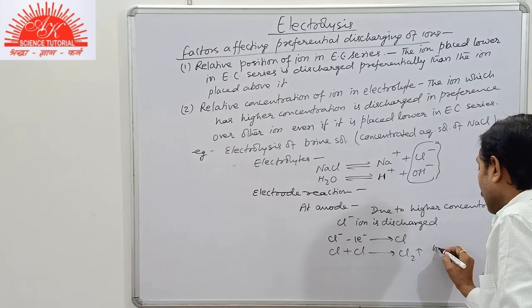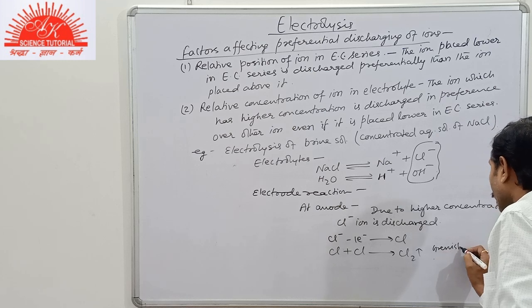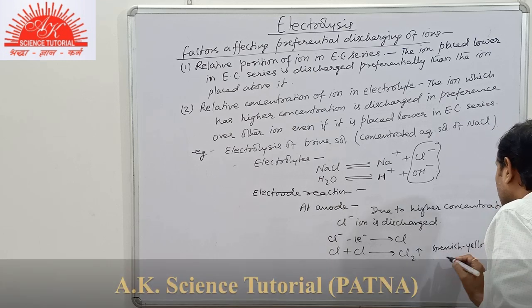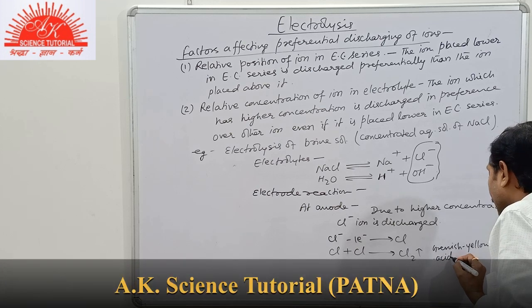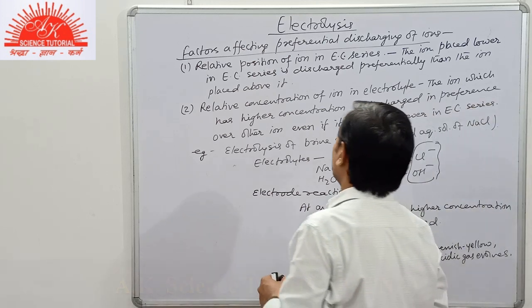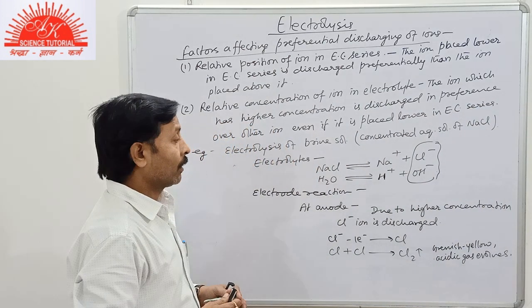That is a greenish yellow colored acidic gas that is evolved. So this is the electrolysis of brine solution.